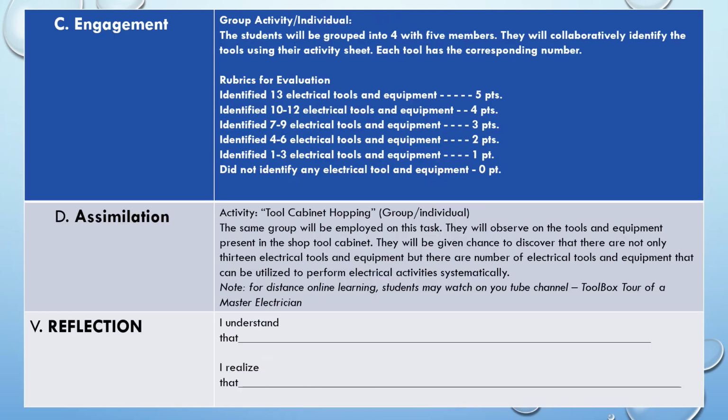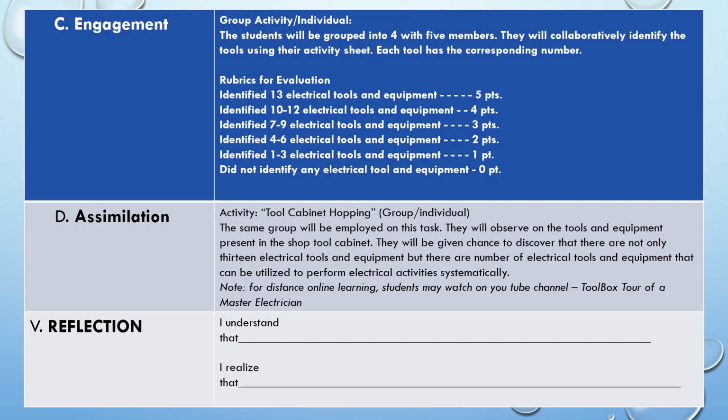Next, for letter C, we have the engagement. For the group activity, the students will be grouped into 4, with 5 members, and they will collaboratively identify the tools using their activity sheet. Each tool has a corresponding number. There are also rubrics for evaluation.